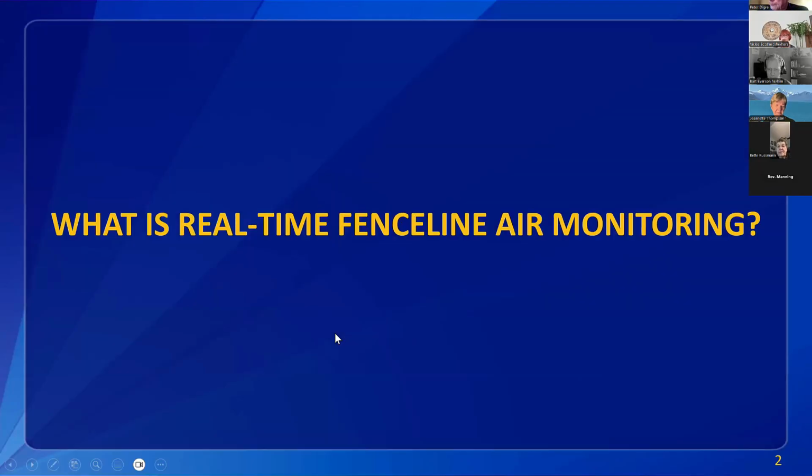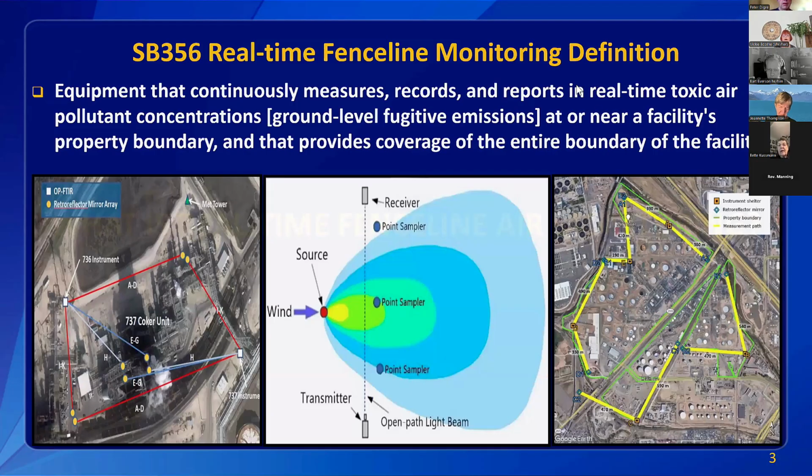So I'm going to start with just a couple of basic definitions from the legislation, starting with what is real-time fence line monitoring. SB36 defines that as equipment that continuously measures, records, and reports in real time pollutant concentrations, and those are ones originating from ground level fugitive emission sources at or near a facility property boundary, and that provides coverage of the entire boundary.